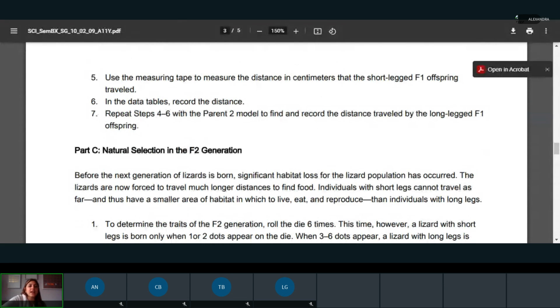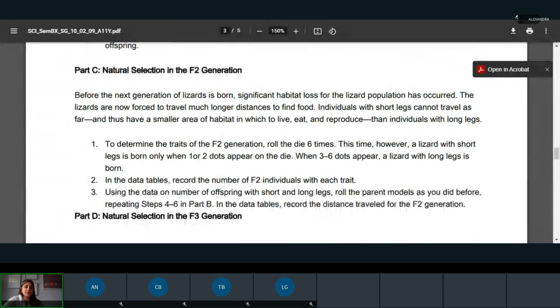It says that before the next generation of lizards is born, significant habitat loss for the lizard population has occurred. The lizards are now forced to travel much longer distances to find food. Individuals with short legs cannot travel as far and thus have a smaller area of habitat in which to live, eat, and reproduce than individuals with long legs.